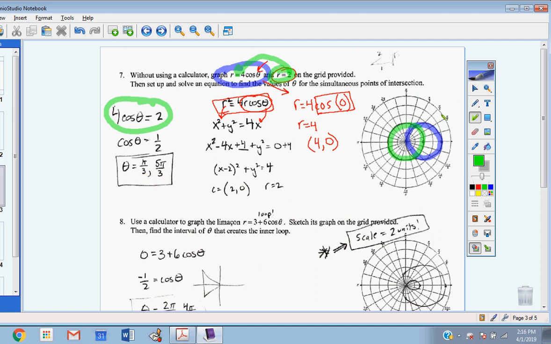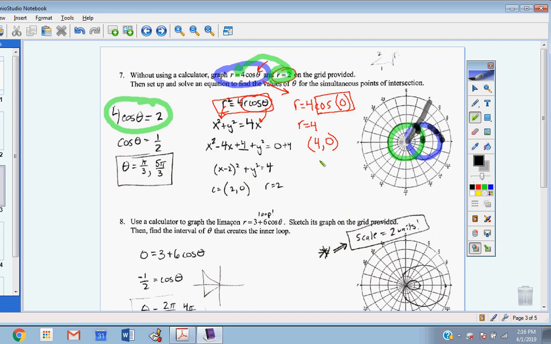Well, that means at pi over 3, which is right here, whoa, that went to white, sorry, right here, we will have a point on the blue circle at the exact same time that the point on the green circle is being created. So as we say go, this is plotting points along this, and this is plotting points along here, and that is a simultaneous point of intersection. Same thing happens down below, so we get 2 of those.